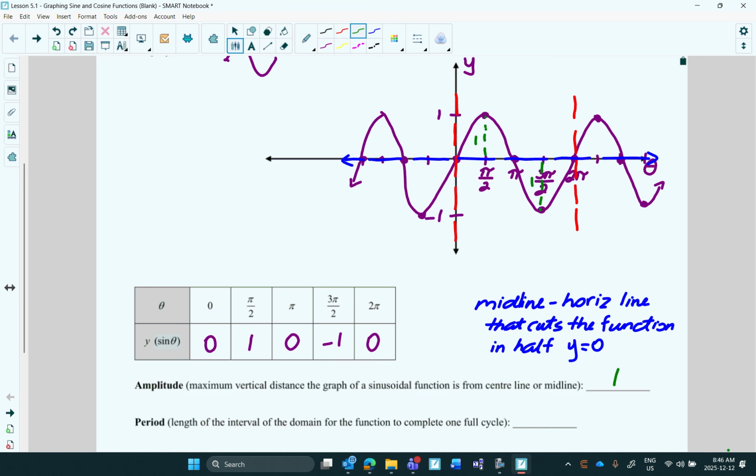The period of a sinusoidal function is how long it takes horizontally to finish a cycle. So remember I said when we started here, we went up, back to the midline, down, back to the midline, and then the whole thing started again. So this here is the period, the distance from 0 to 2 pi. So therefore, the period would be 2 pi, because that's how far it is from 0 to 2 pi.